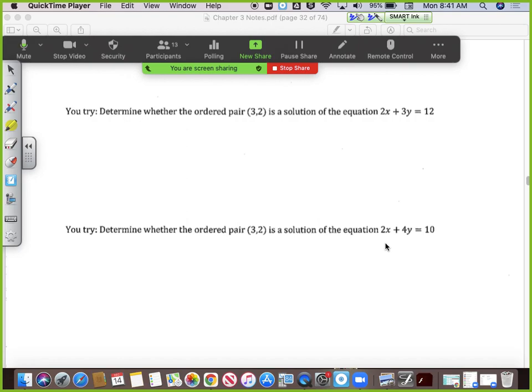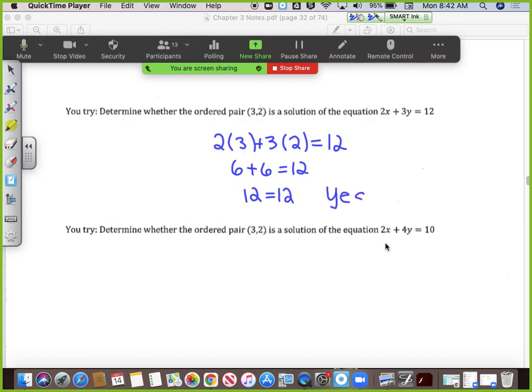All right, let's go over these answers. So the first one, we're replacing in a 3 for x and a 2 for y. So this will be 2 times 3 plus 3 times 2, and we want to see if this is equal to 12. Well, 2 times 3 is 6, 3 times 2 is also 6. Since 6 plus 6 equals 12, this answer would be yes, it is a solution.